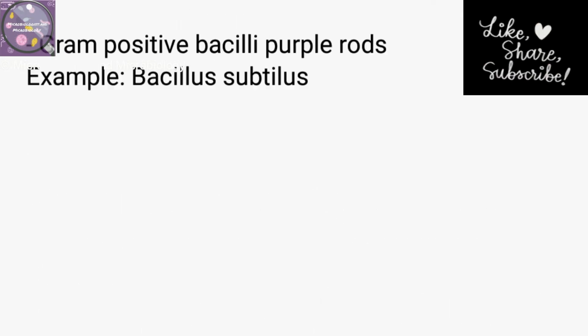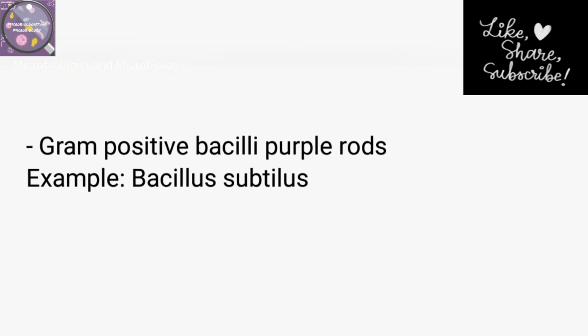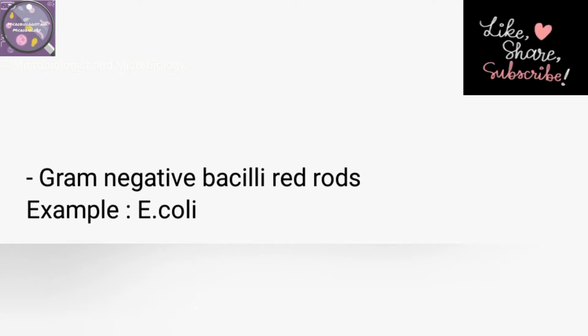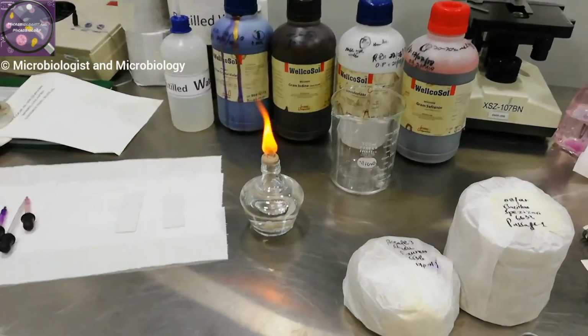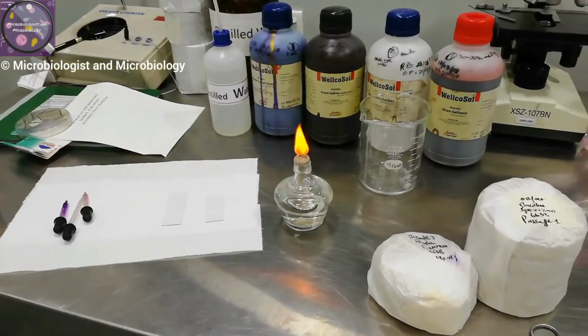Gram-positive bacilli: purple rods. A very common example is Bacillus subtilis. You may also identify gram-negative bacilli: red rods. A very common example is E. coli, or Escherichia coli. Let's start our procedure.